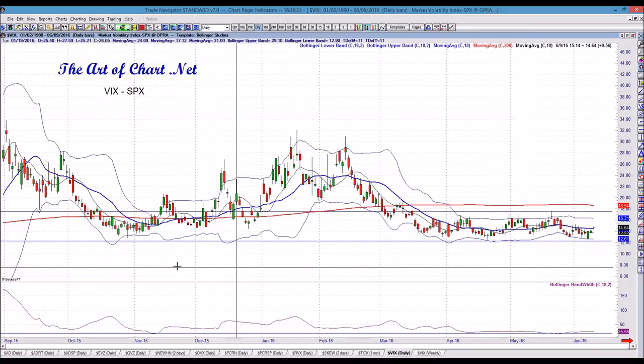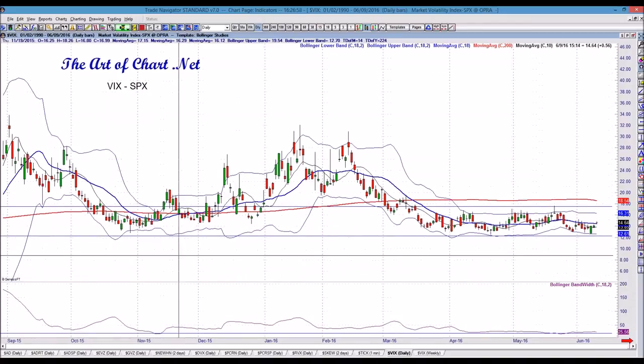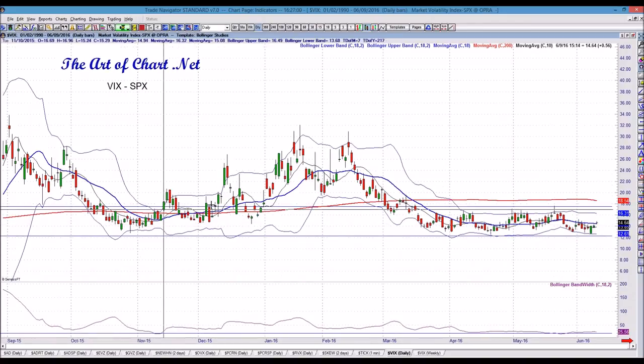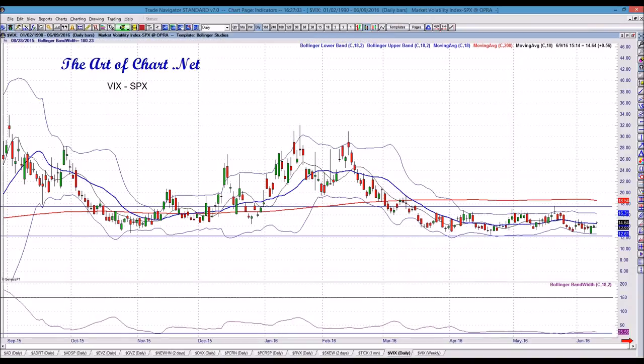So it may not, and by the way, this is more of a swing trading type approach to looking at the VIX. This is not something I would be doing as a day trader. These are one-day bars that you're looking at here, okay? So those are my comments on the VIX. Jack, any comments?